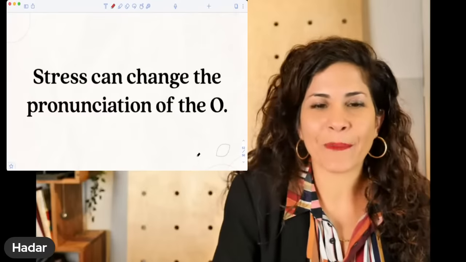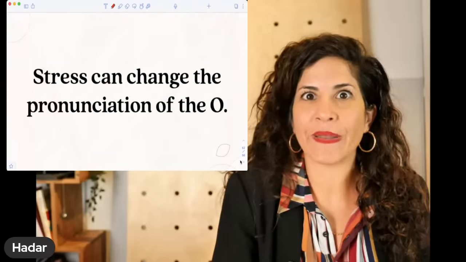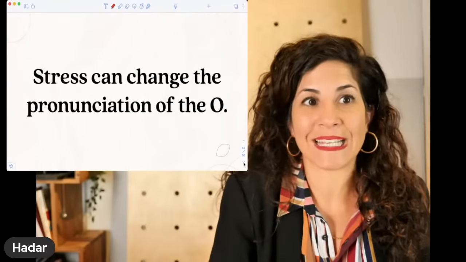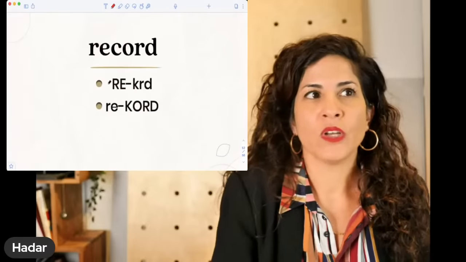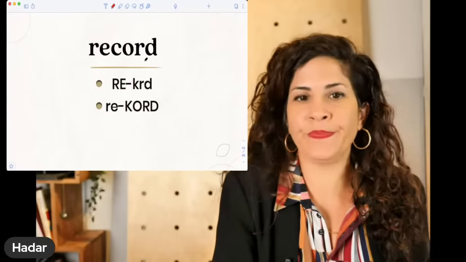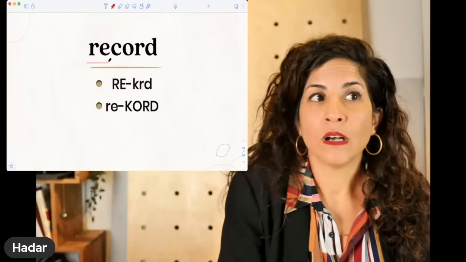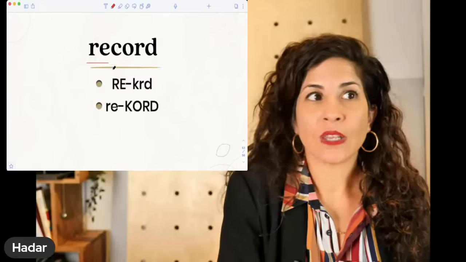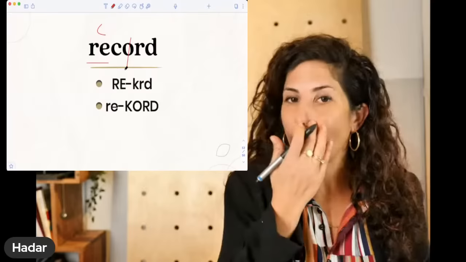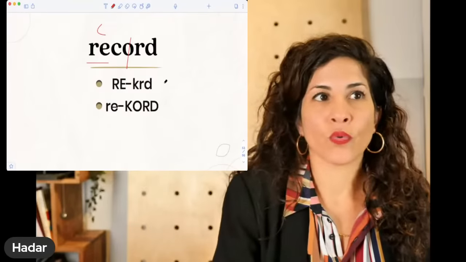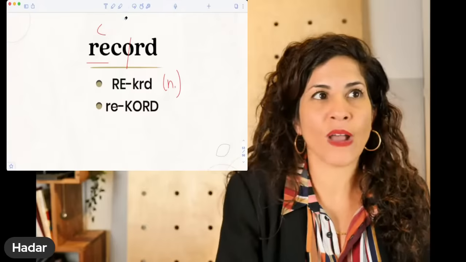Now, one last thing before we wrap up. Stress can change the pronunciation of the O. Like I said at the beginning, it really depends where the primary stress is. I told you that when I talked about the word photograph versus photography. For example, if we take this word, it could be a noun and a verb. When it's a noun, I bought a new record, the primary stress is on the first syllable, and then this is going to be a schwa. Record, right? I bought a new record.